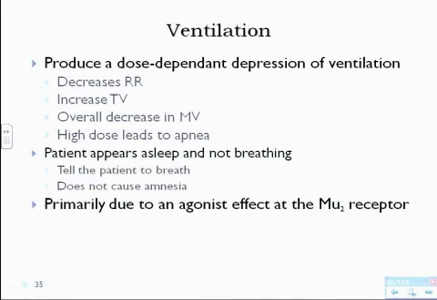All right, so what you do see is overall, if you get too much of a dose, you get into apnea. The other thing is that the patient appears asleep and then not breathing, which is kind of weird, but if you tell the patient to breathe, they will breathe, but it doesn't cause amnesia. So it's not an amnestic. It's only an analgesic. Okay? It's basically a primary agonist effect on the mu2 receptor. That's how this actually works.